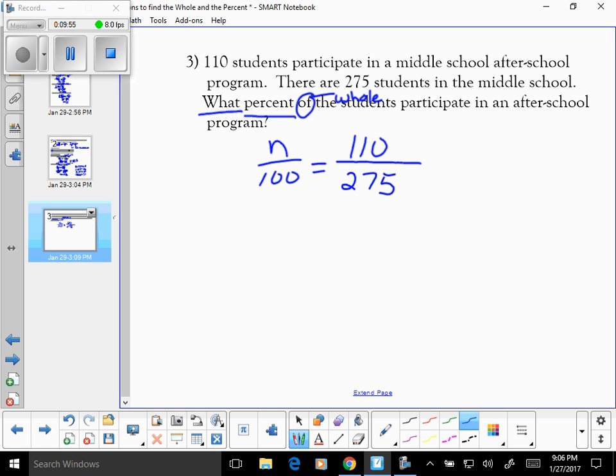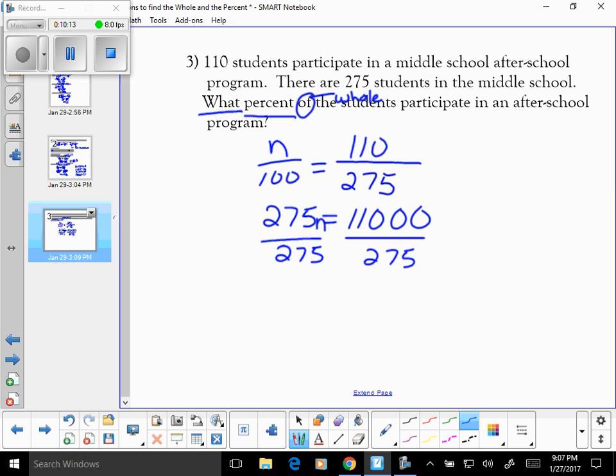We are going to cross product. 275n equals 110, and two more zeros from multiplying by 100. Whoops, forgot my n. Divide both sides by 275. And n is going to equal 40. Here's where you gotta think. You need a label, because this is a story problem. And remember, you're finding percent, so that means you need a percent sign.